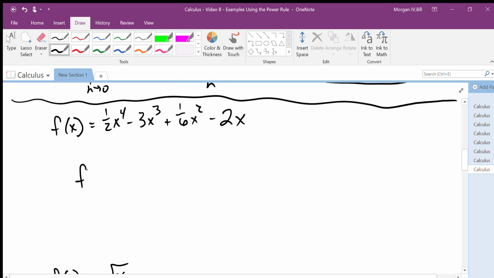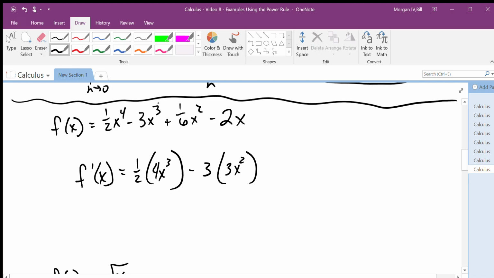this. F prime of x is equal to 1/2 times 4x to the third, right? The n value is 4, that comes down as a coefficient, and you subtract 1 from the exponent. Minus 3 times 3x squared. Again, the 3 exponent comes down as a coefficient, and instead of an exponent of 3, we now have an exponent of 2. We subtract 1 from the exponent. Plus 1/6, 2x to the first.